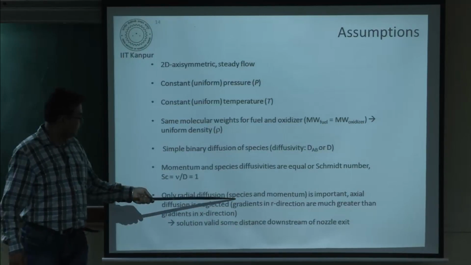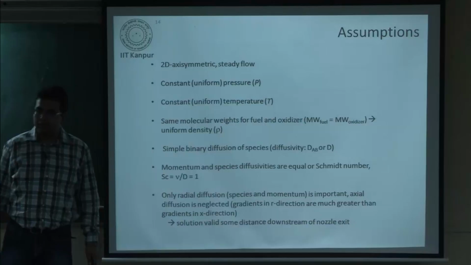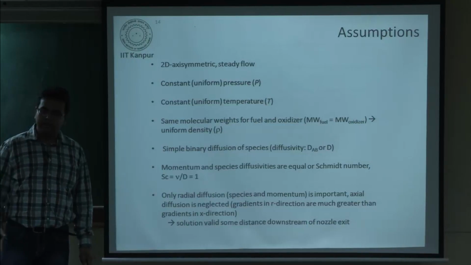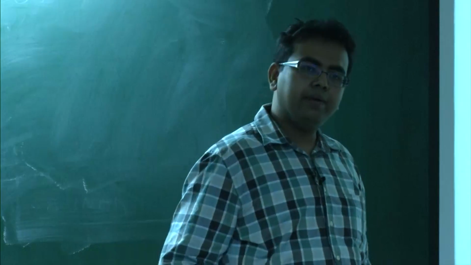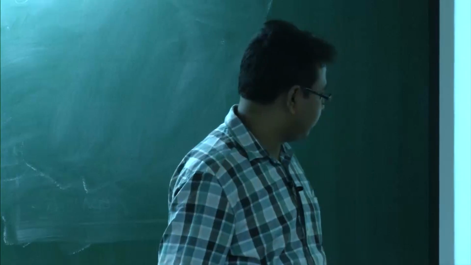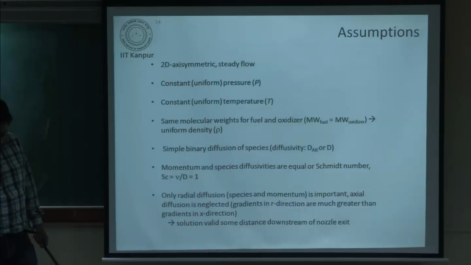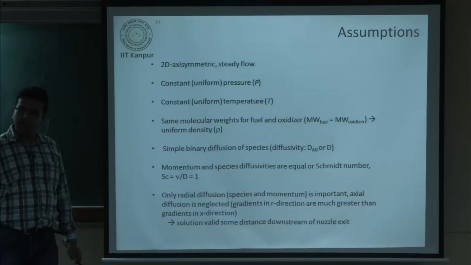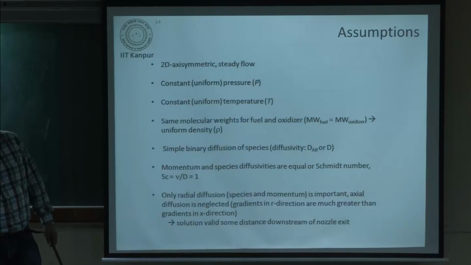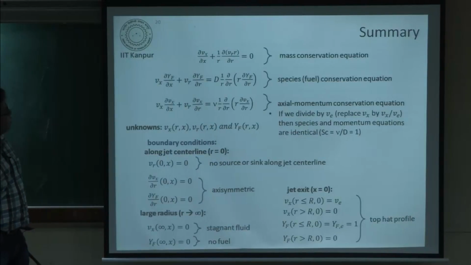Only radial diffusion is important. In this type of flame, the diffusion in the radial direction is important, and you can neglect the diffusion in the axial direction. However, this solution will be valid only after some distance downstream of the nozzle exit, that we are going to see. Okay, so let us start with the governing equations.